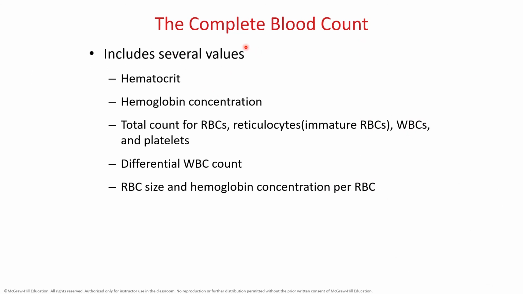One last thing I wanted to talk about. We've been talking about hematocrit, hemoglobin concentration, and the differential white blood cell count, but I just wanted to summarize this. The complete blood count includes the hematocrit, the hemoglobin, the total red blood cell count, the total immature red blood cells, the total white blood cells, and the number of platelets as well. It also includes that differential white blood cell count, which we went over, and red blood cell size and the hemoglobin concentration per red blood cell. So that's what a CBC is: a complete blood count includes all these different values.